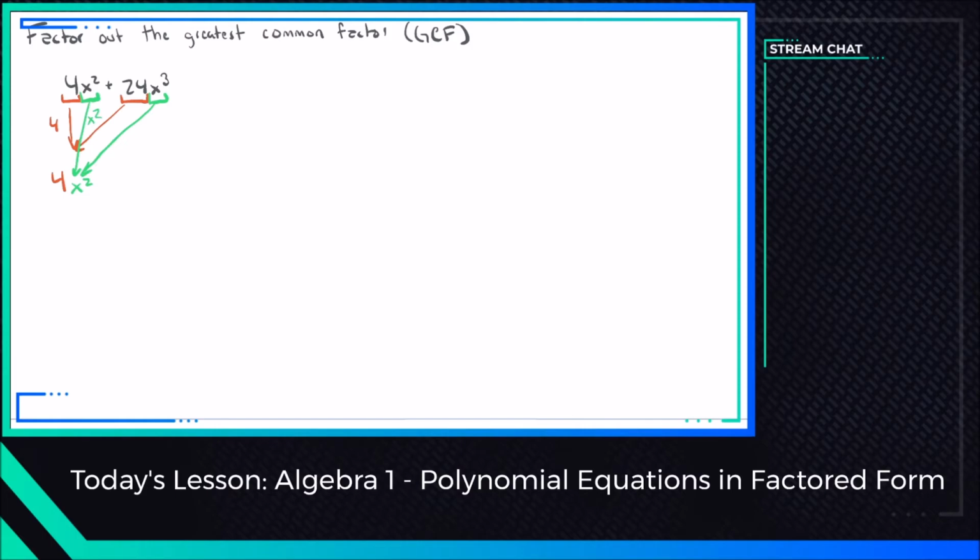Right? So if we end up pulling those out on both, what do we have left here? So out of a 4x squared, we have nothing. So that's just going to be a 1. And we're going to add to that, well, 24 divided by 4 is going to be a 6, and an x cubed divided by an x squared is just going to be an x.